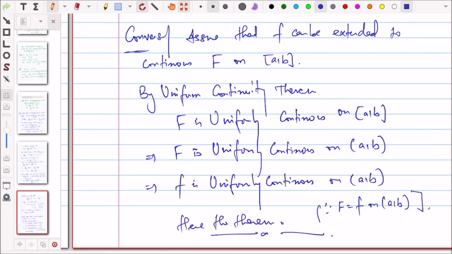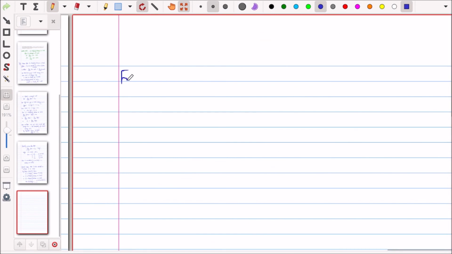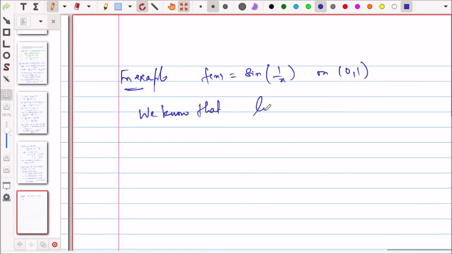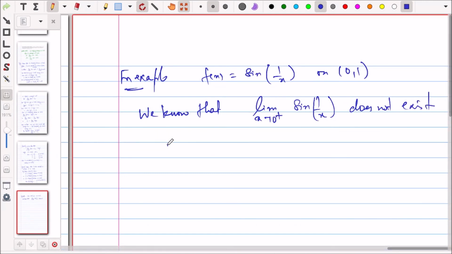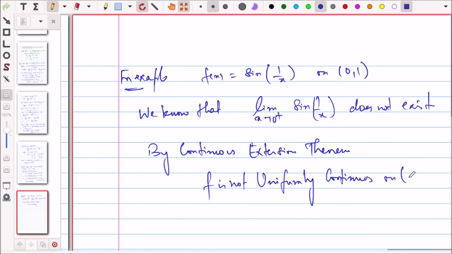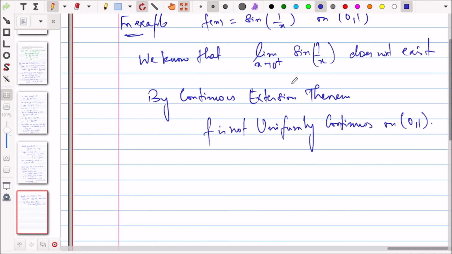For example, if we take f(x) equal to sine 1 by x on (0,1), then we know that limit x tends to 0 positive sine 1 by x does not exist. So by continuous extension theorem, we can easily conclude that f is not uniformly continuous on the open interval (0,1).